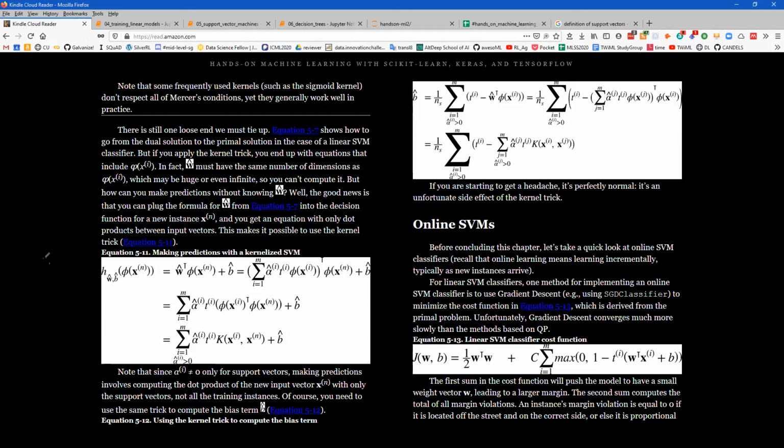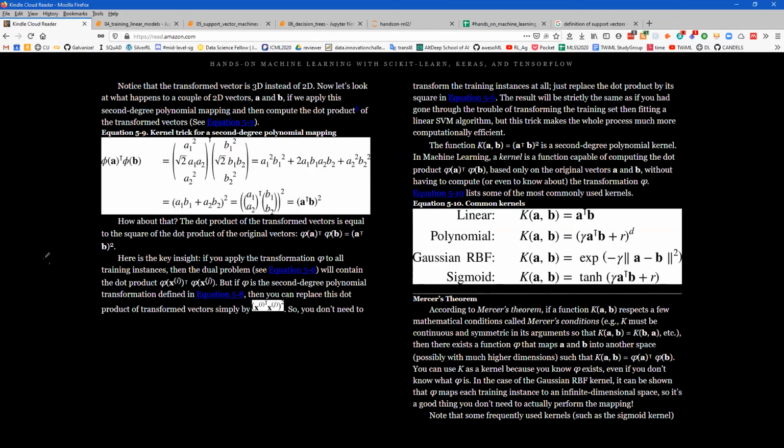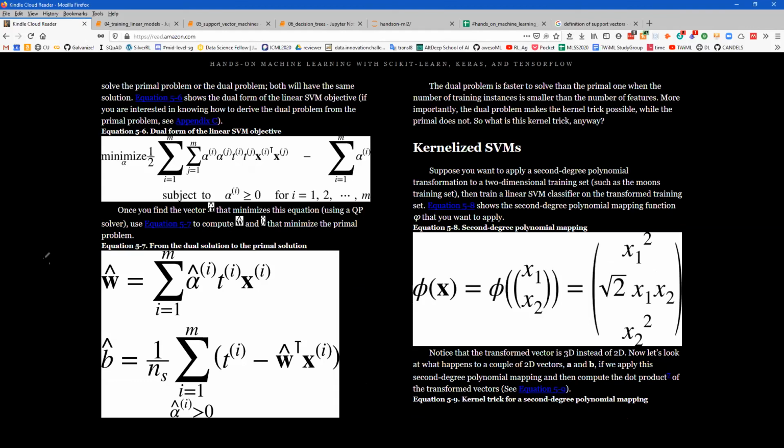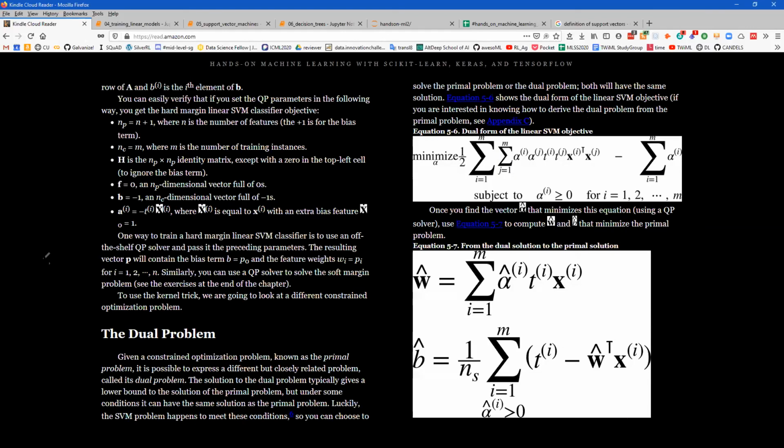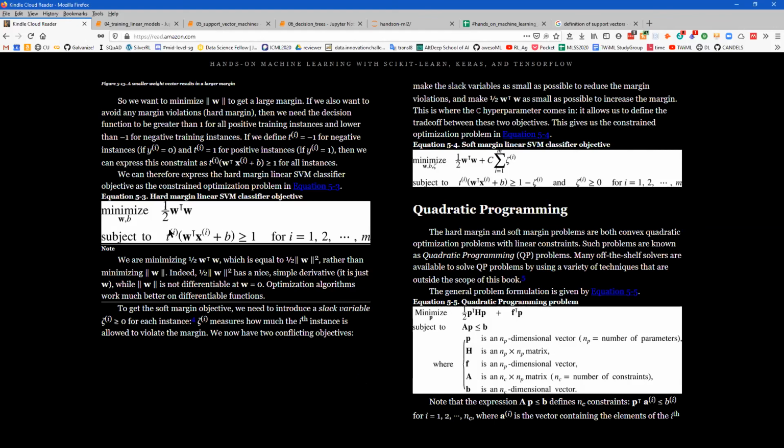How do we express the constraints in this problem? Okay, this is the dual form. Let's go back to the primal form. Okay, so this is it here, above the quadratic programming section. This is the soft margin linear SVM classifier. So this is what we have to deal with.